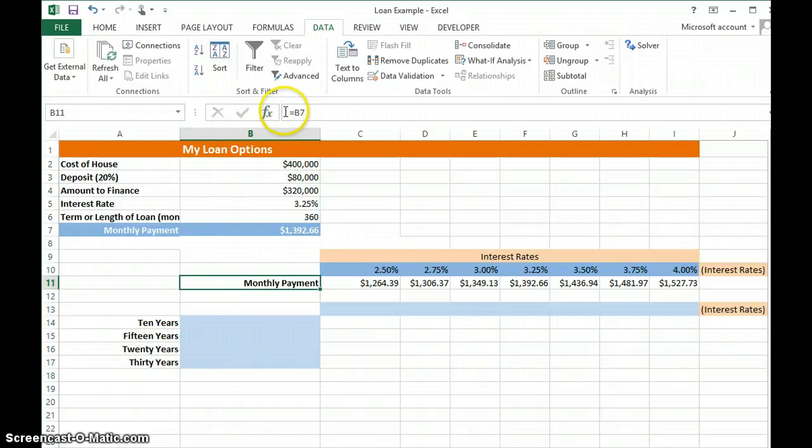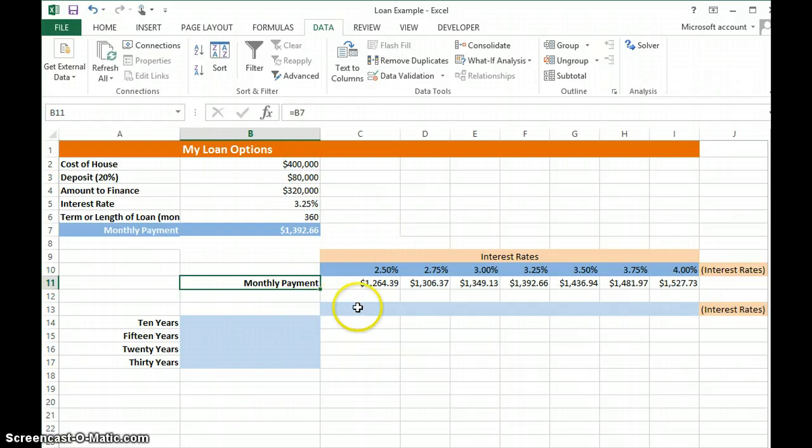Underneath it all, you can see it's still referencing B7. And the spreadsheet will reference that figure, and that's why it still continues to work. So that's the one variable data table, and these are the values that you would pay at different percentage rates between 2.5% and 4%, and these are the monthly repayments based on that.